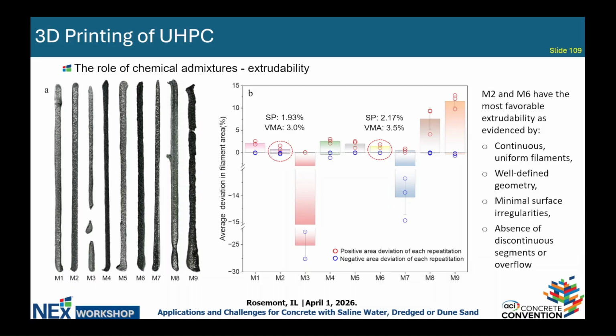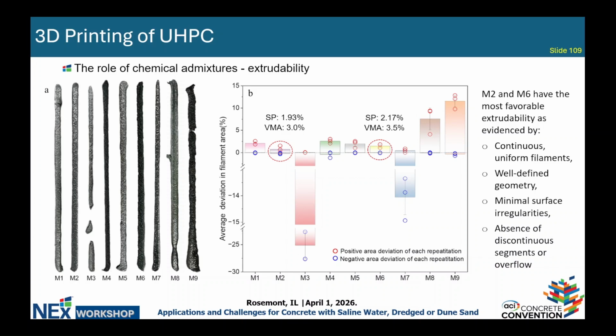So in order to get a better idea to select the right mixes for our further investigation, we did the image analysis to compare the real filament with the desired filament with a width of 6 millimeters, which is the opening diameter of the nozzle head. So we compare the difference in the printing area of the filament, and we get this. As you can see, M2 and M6 have the smallest difference between the real filament and the desired filament. So we focus on these two groups for the further study.